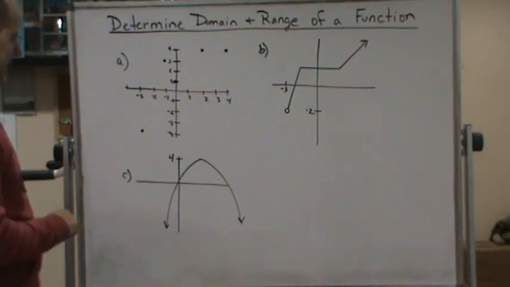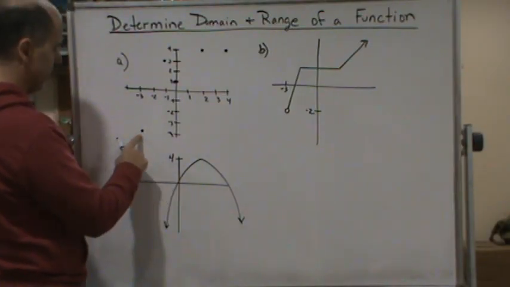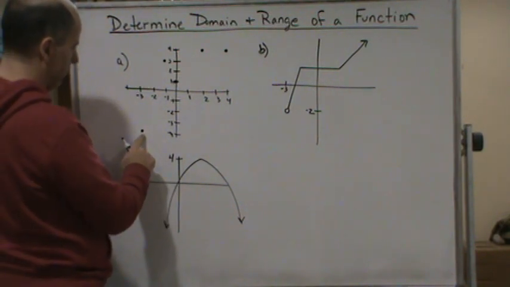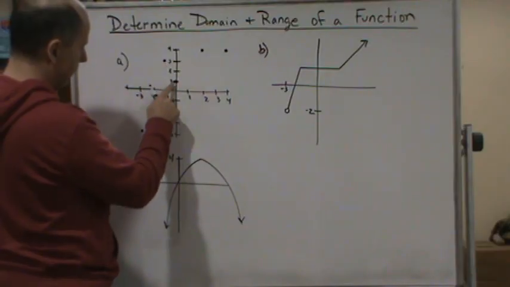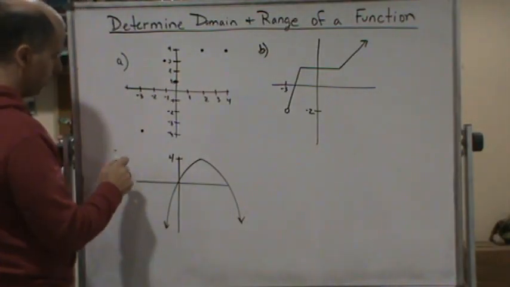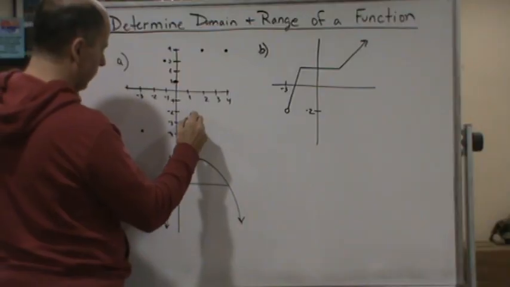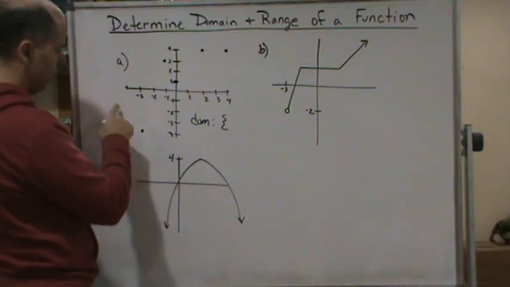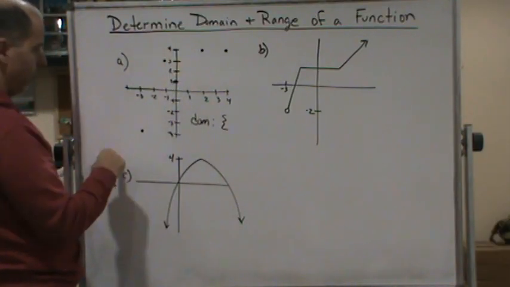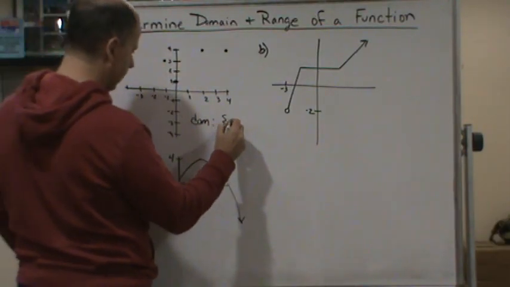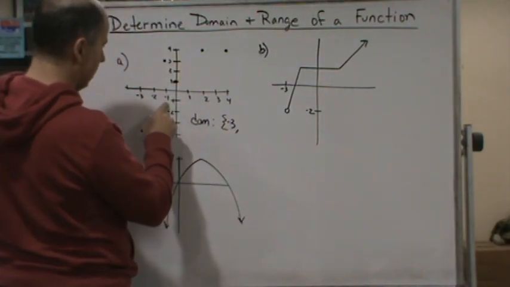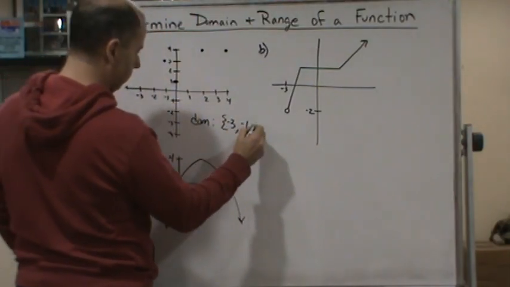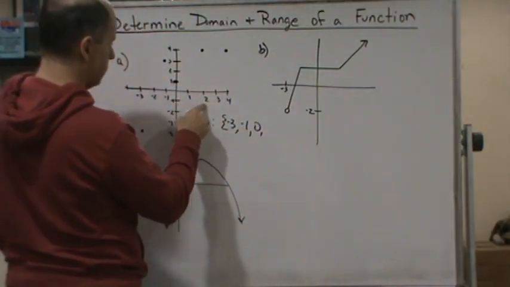Well, we can easily see, in this case, we've got dots. So this is a discrete graph. So we've got here, here, here, here, and here. So the domain in this case would be all of the x values that are here. So the x values are -3, -1, 0, 2, and 4.